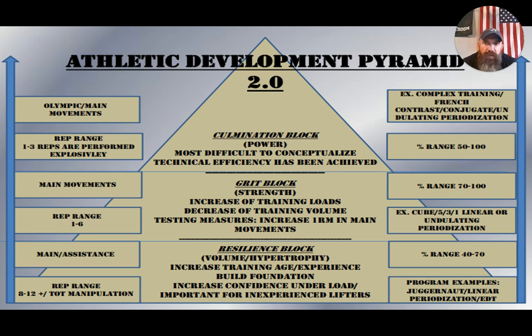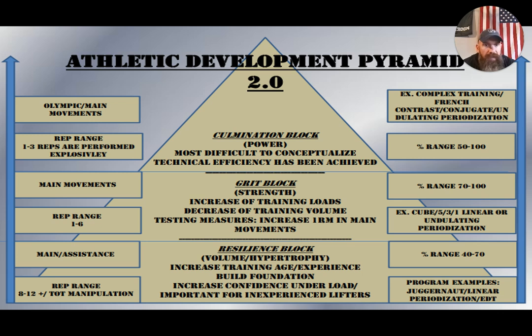The rep range is usually higher, but again, nothing is fully set in stone here. You can use this however you see fit. I'm just giving examples, but the rep range 8 to 12 or 12 plus, and then time under tension manipulations, meaning slowing down the eccentric, maybe adding isometric holds, things like that. That would all occur in this resilience block. The percentage range usually goes from about 40 to 70%.